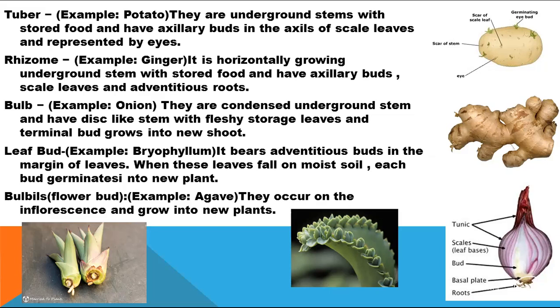Bulb, for example onion. They are condensed underground stems and have a disc-like stem with fleshy storage leaves, and the terminal bud grows into a new shoot. When these leaves grow, a new bulb and a new plant arise.